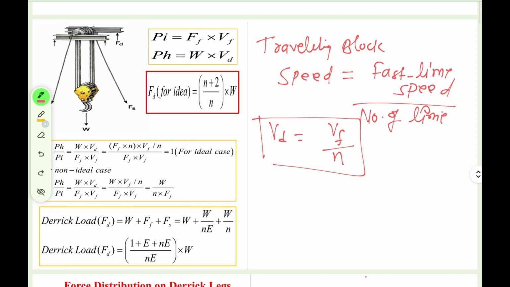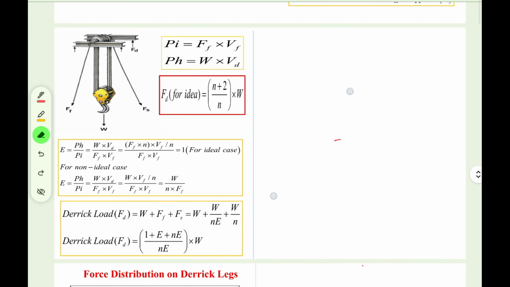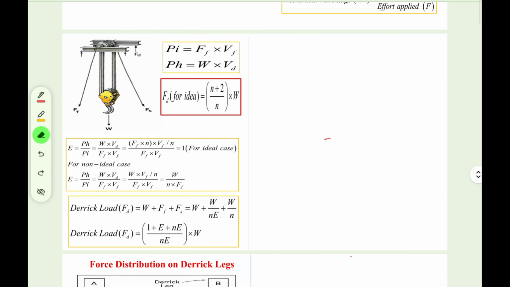Let me now figure out something very important over here. As you can see in this diagram, this is the free body diagram. W is the weight, Ff is the fast line force, and Fs is the fast line load, load or force.